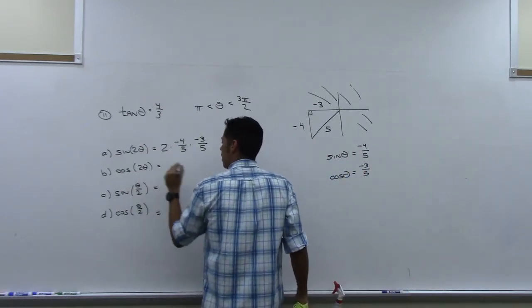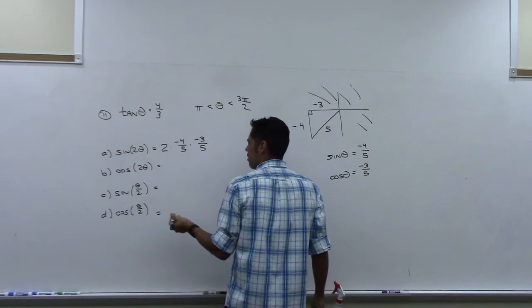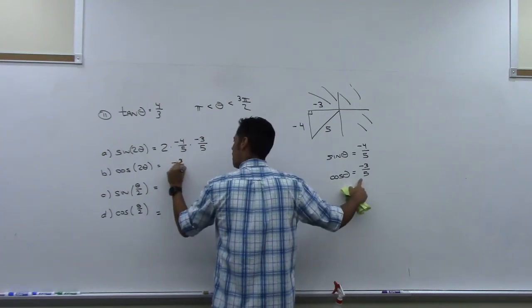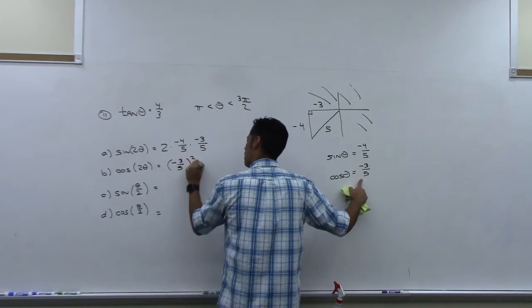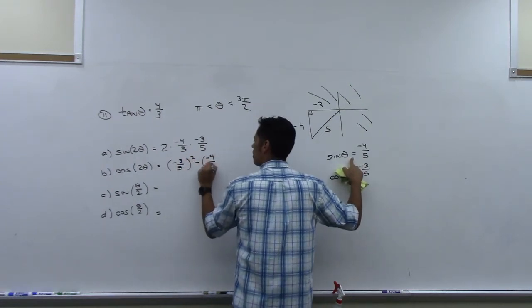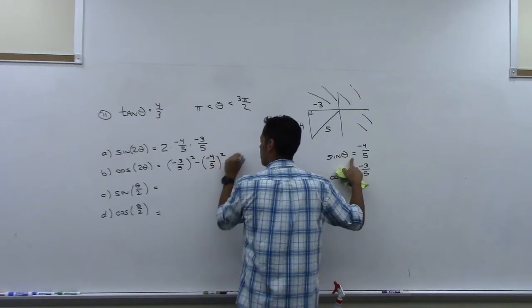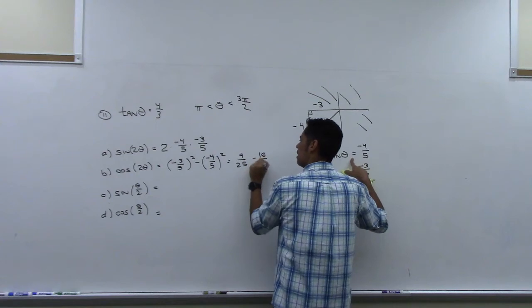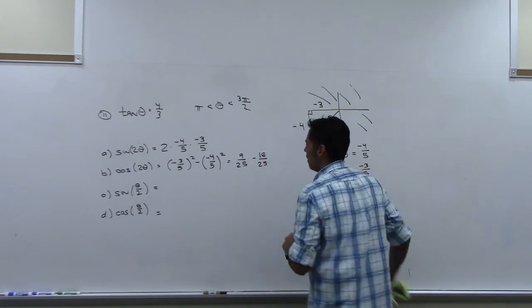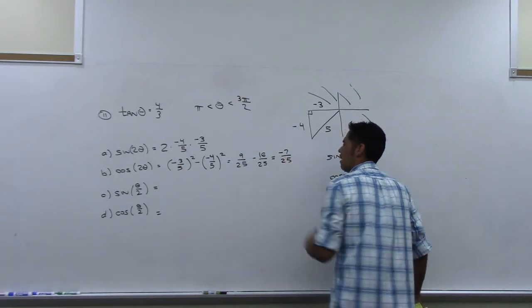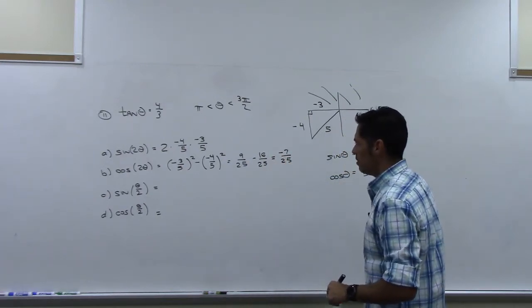For cosine 2 theta, I'll use that formula again, cosine squared theta minus sine squared theta. So I'm going to take cosine theta squared minus sine theta, which was negative 4/5 squared. That's 9/25 minus 16/25, and that's negative 7/25. All right, that's it for that.